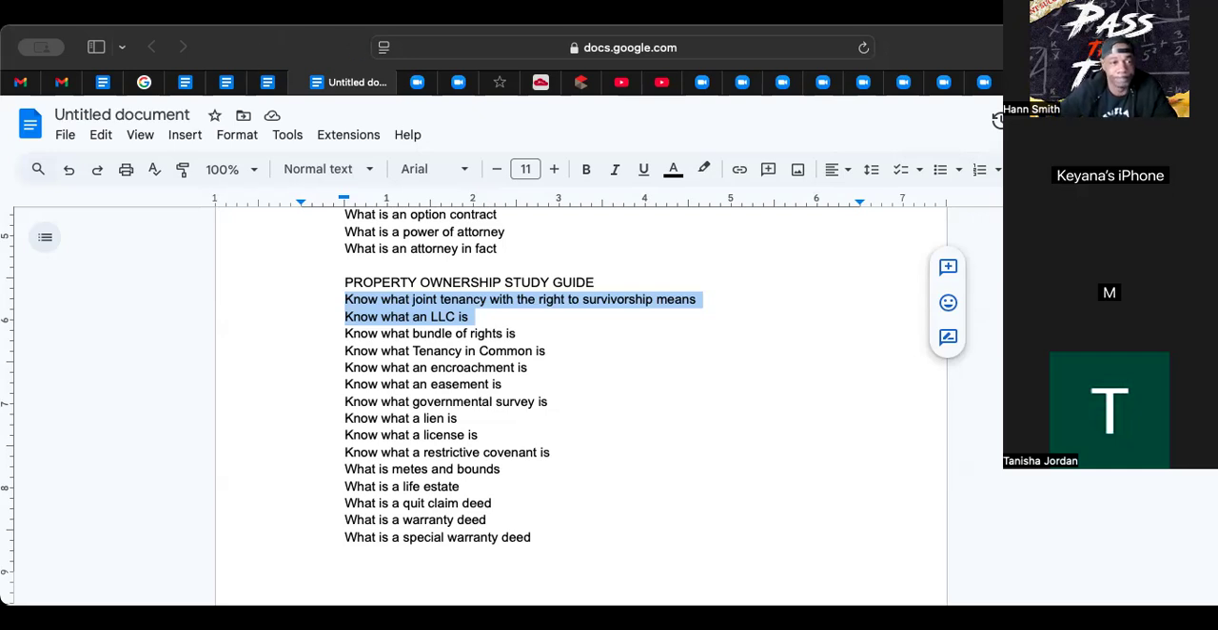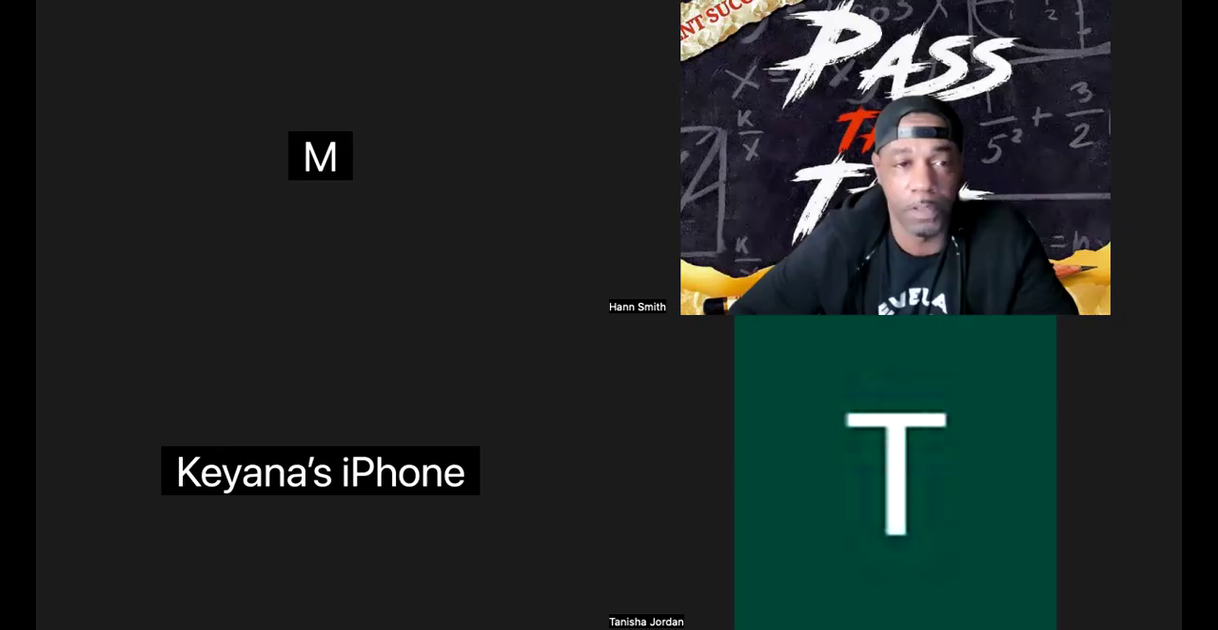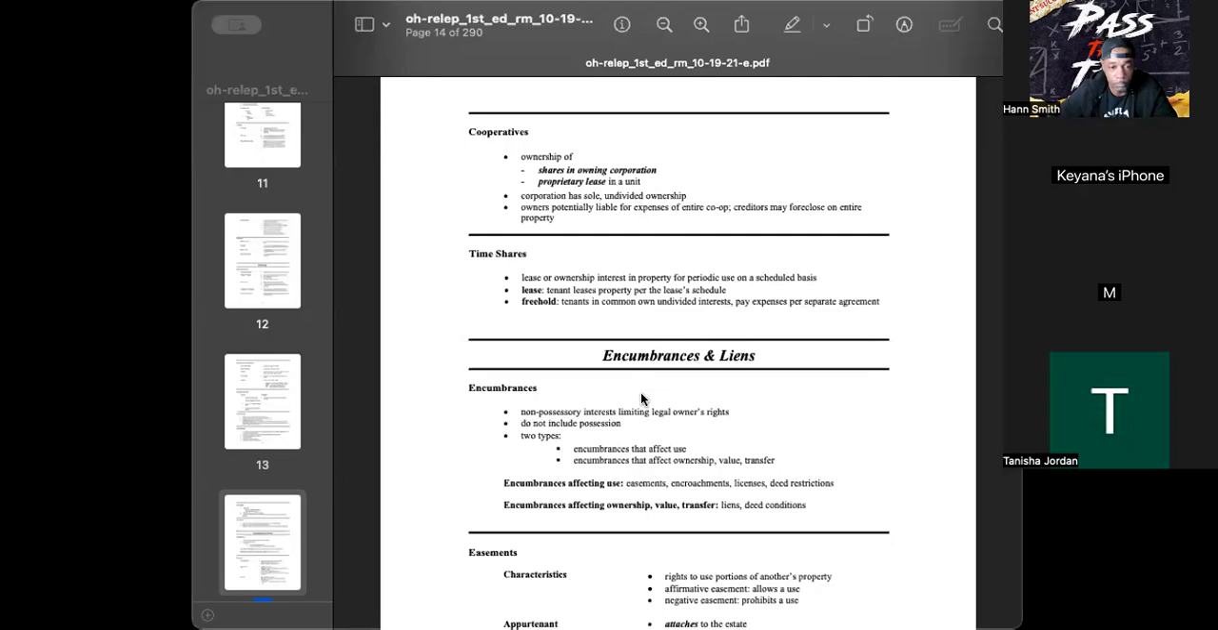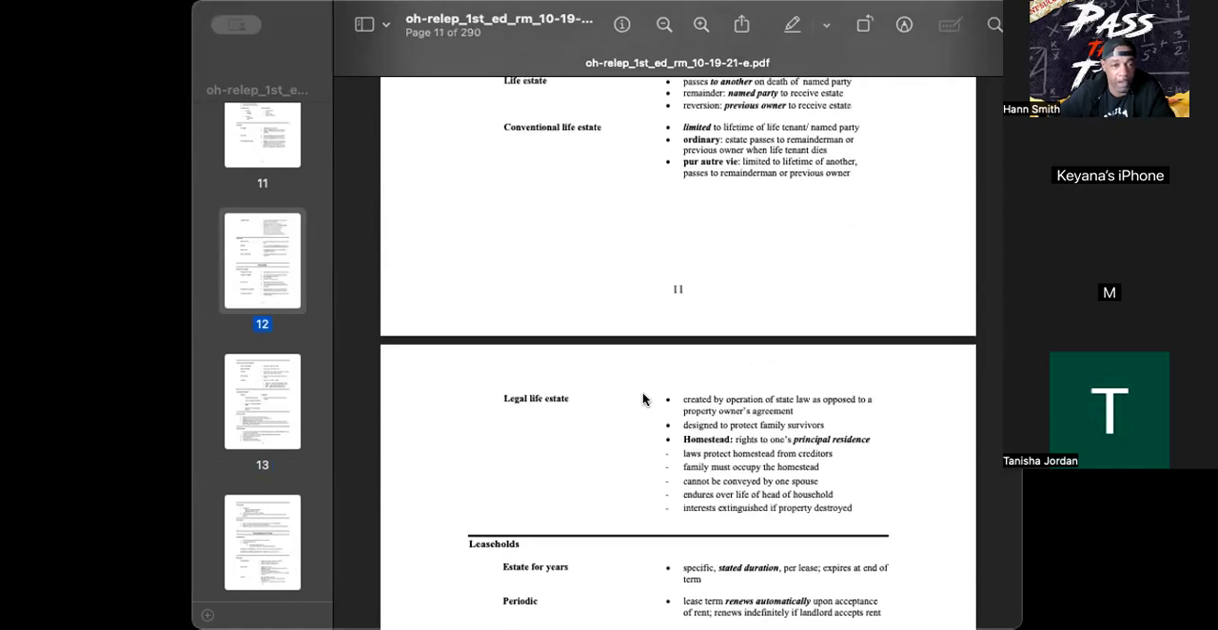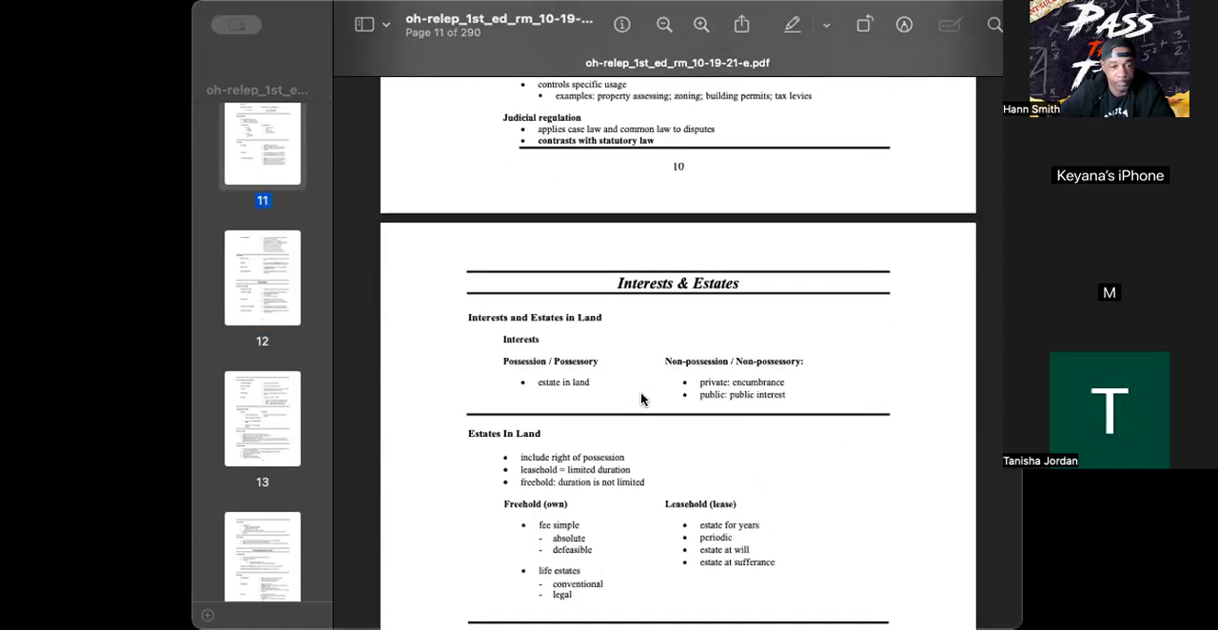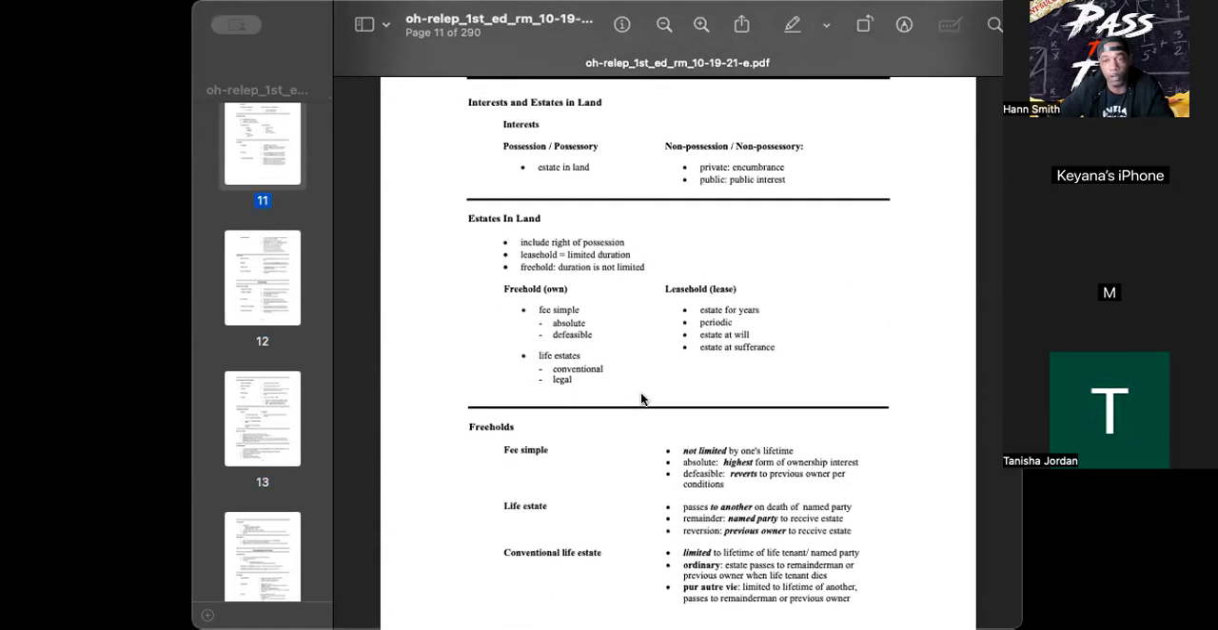So let's look at the manual. We're already on it. We already kind of own where we need to be.